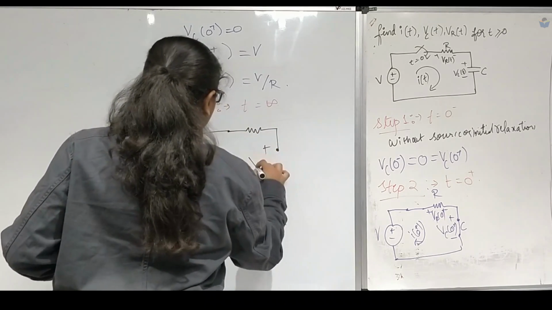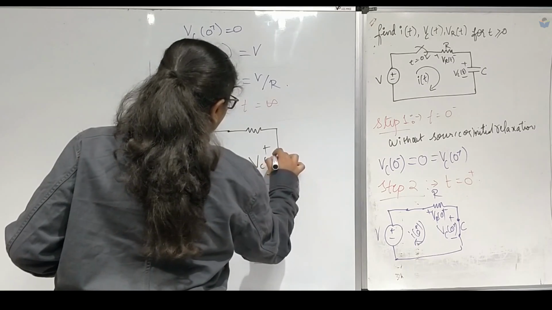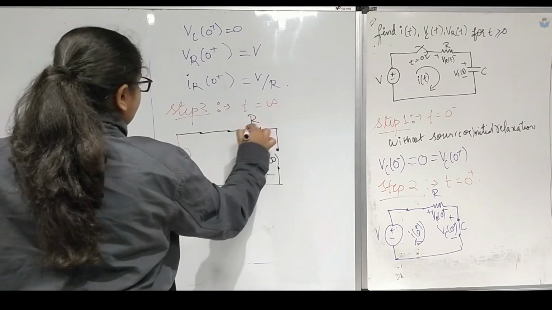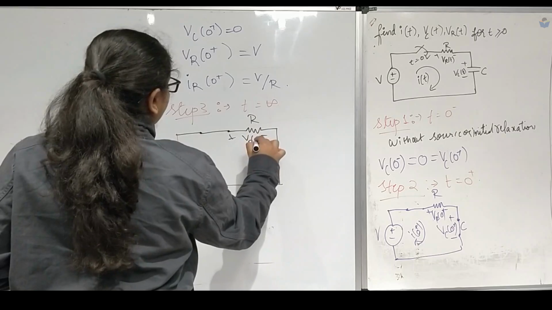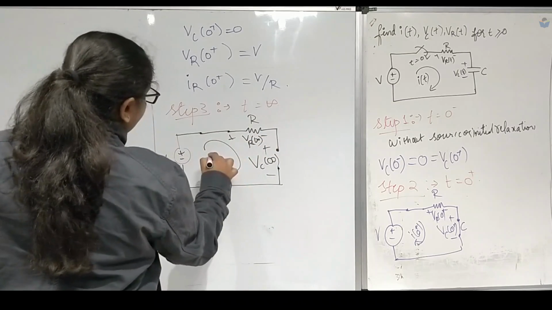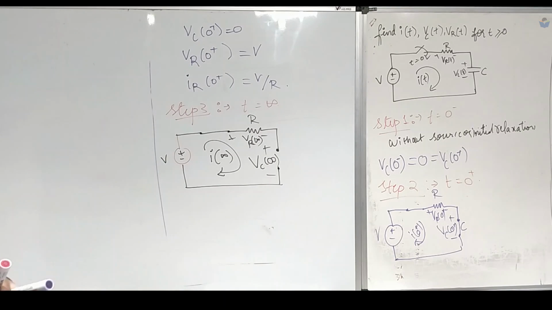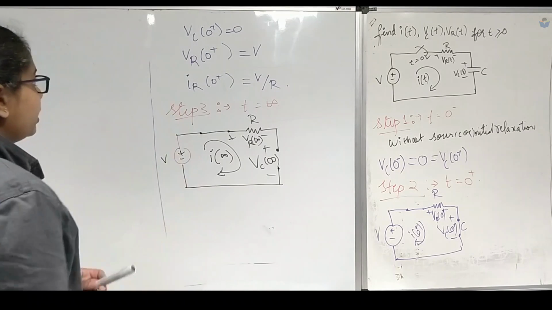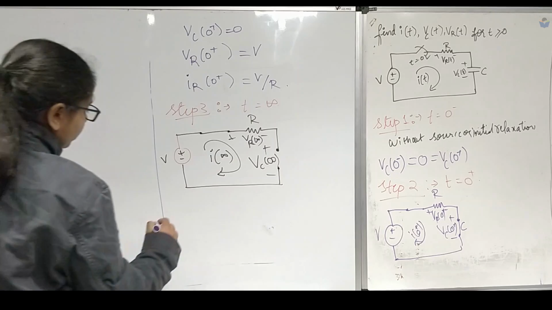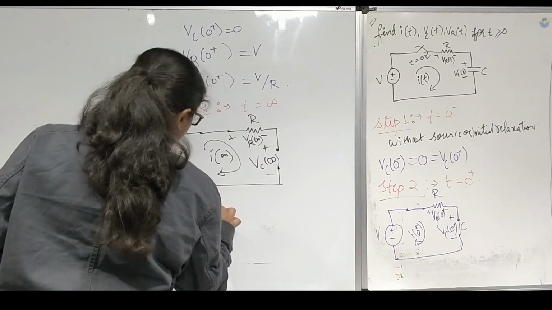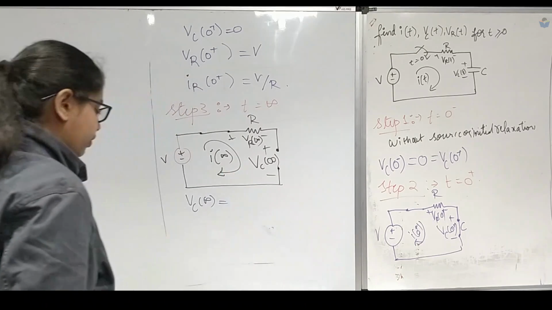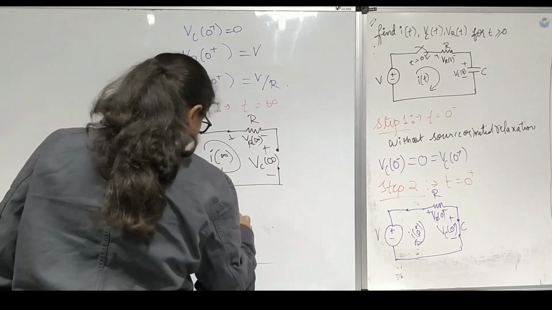Okay, so this is Vc of infinite, and here it is R. Then we have VR of infinite, then the current flowing in this will be I when t is equal to infinite. So now again we will analyze the same parameters. What is Vc at infinite? It will be equal to V, right? Vc of infinite will be equal to V.